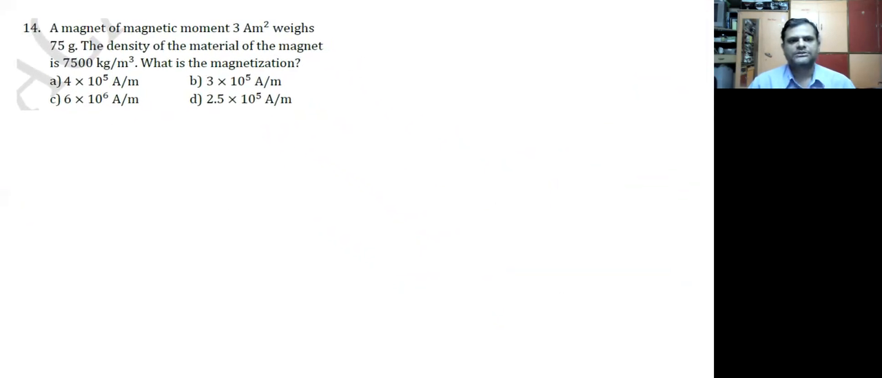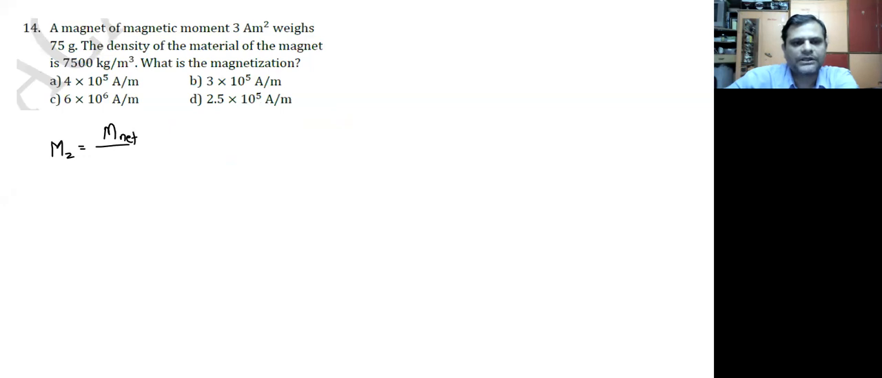Okay, just read this question carefully. A magnet of magnetic moment 3 ampere meter square weighs 75 gram, and the density of the material of the magnet is given to be 7,500 kilogram per meter cube. What is the magnetization?